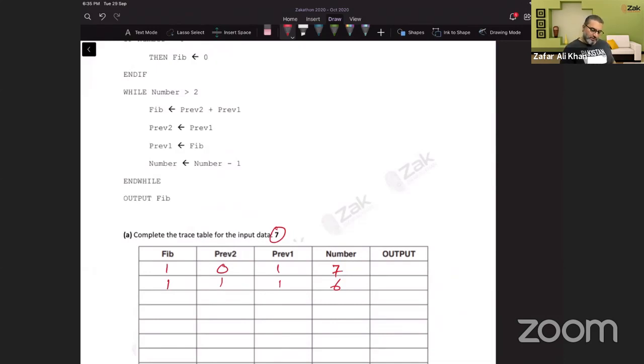Fibonacci is equal to previous 2 plus previous 1, 2. Previous 2 is equal to previous 1, 1. Previous 1 is equal to Fibonacci 2. Number is equal to number minus 1, 5. And while takes you back, it checks if the number is greater than 2. Yes, it is greater than 2, it is 5. Fibonacci is equal to previous 1 plus previous 2, 3.